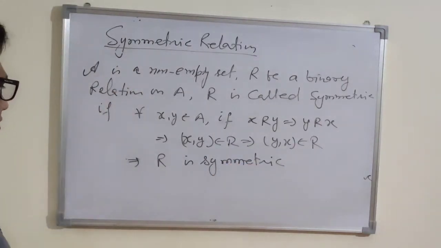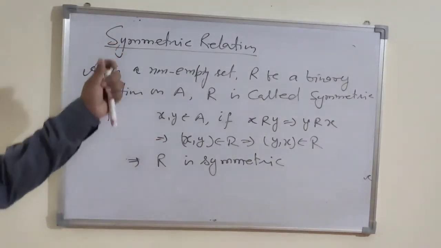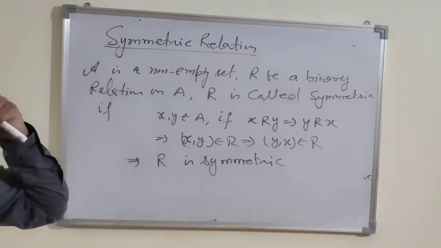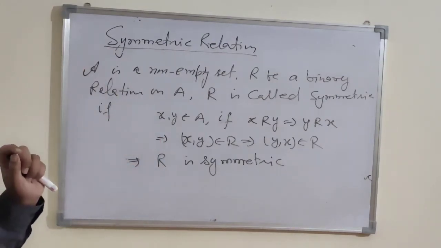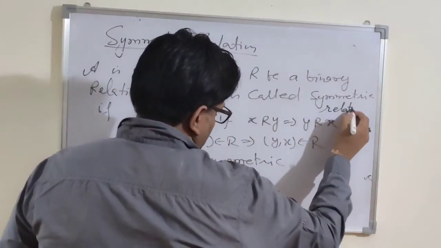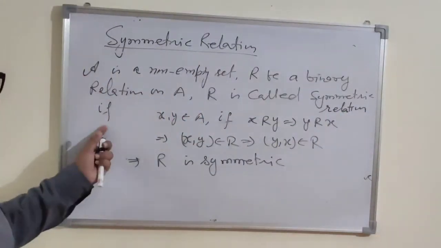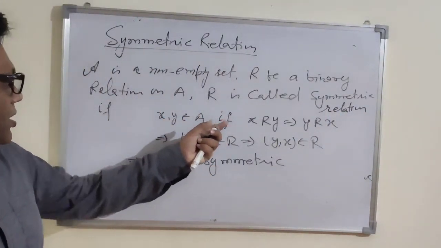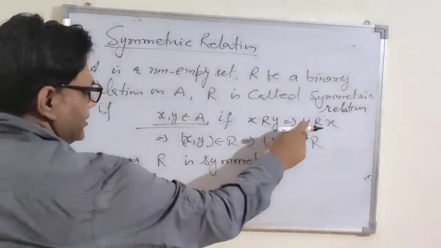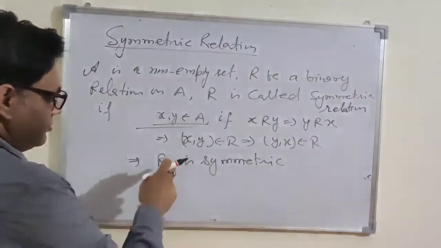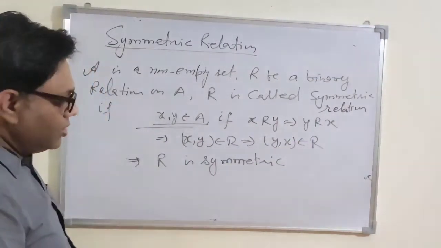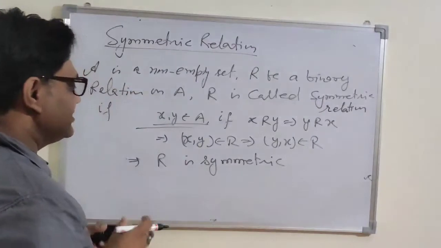Simply, what do you mean by this definition? The definition is: A is a non-empty set and R is a binary relation on A. R is called a symmetric relation if, for x, y belonging to A, x related to y implies y related to x. Meaning (x, y) belongs to R, then (y, x) also belongs to R. So this is symmetric relation.